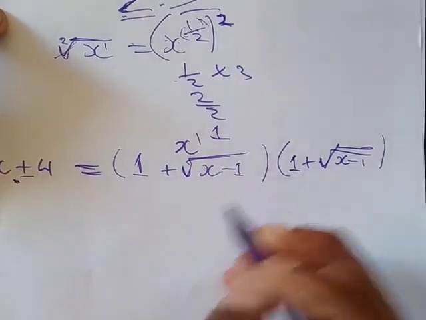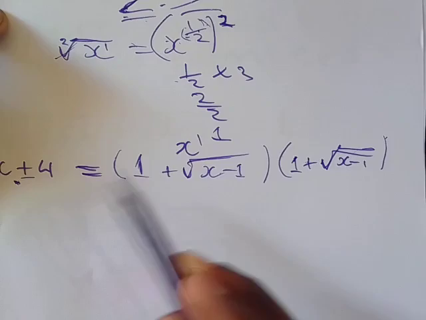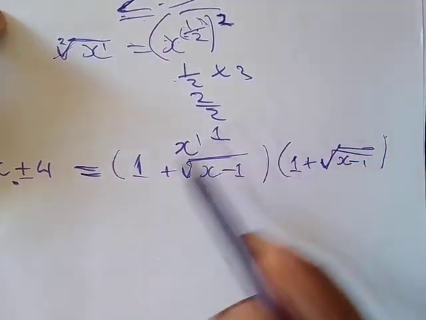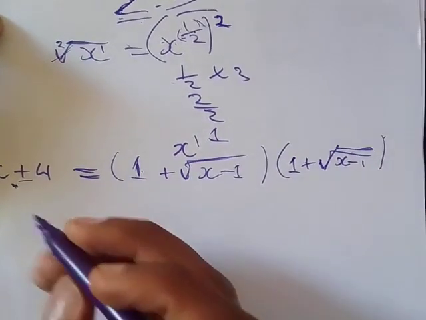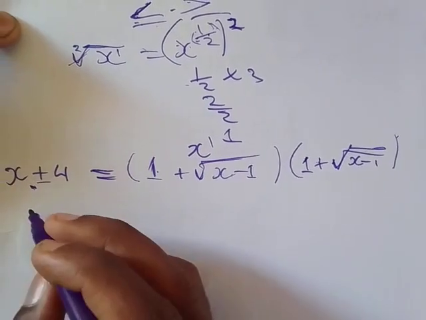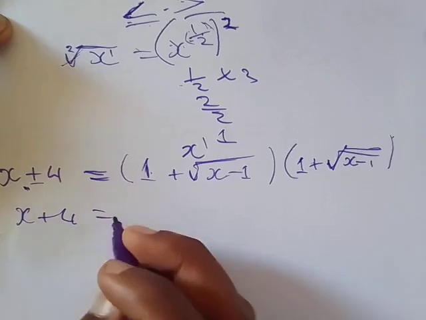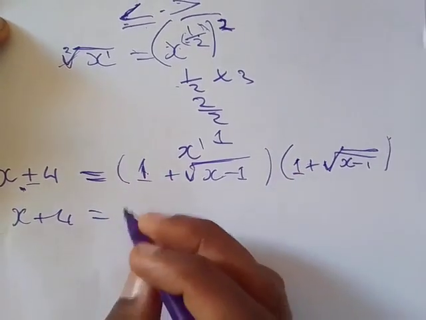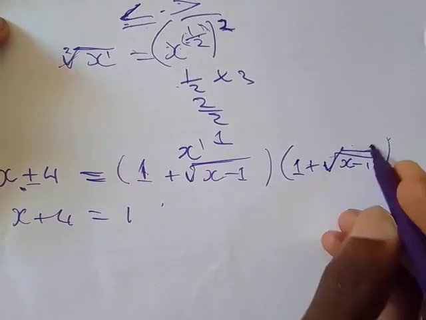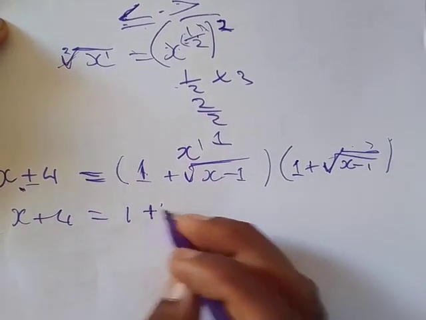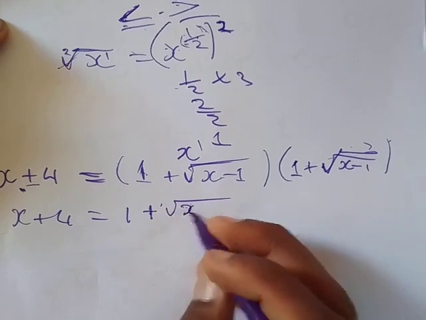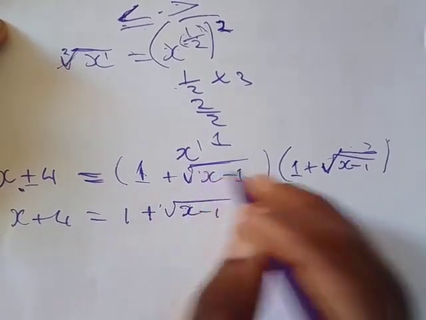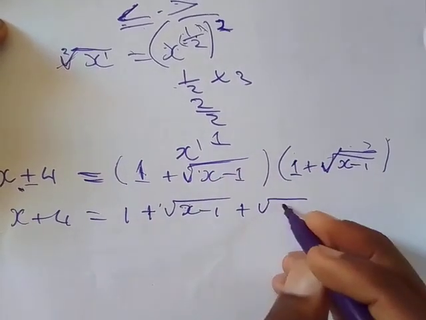So on the other side you're now going to expand. And how do you do that? First, you write this side, x plus 4. Then you multiply 1 times 1. You're going to have 1 times the square root, which is the square root itself, x minus 1, and then this times this, you're going to have plus x minus 1.